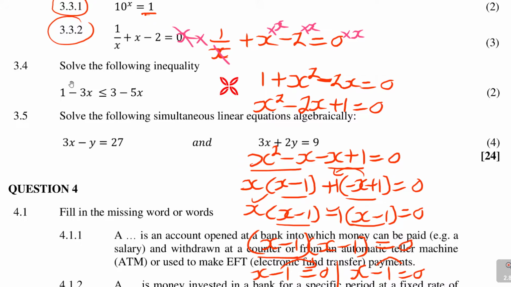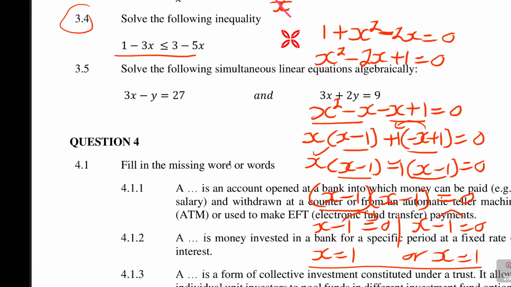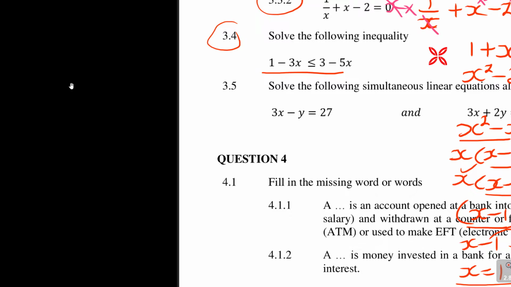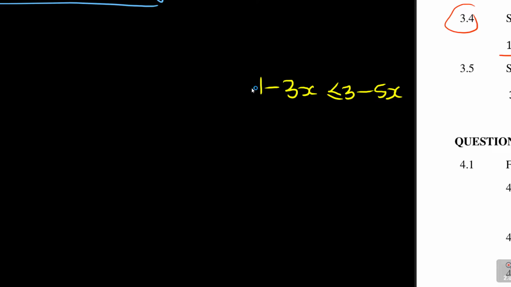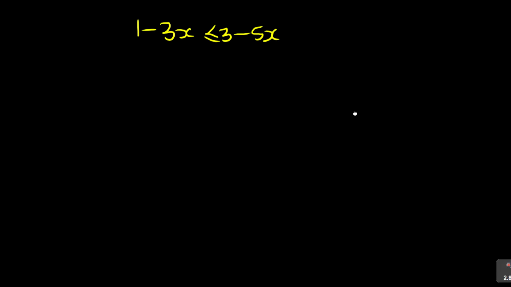Let's look at the other one, 3.4. This question says solve the following inequality. They gave me this, and let me write it somewhere. I have here 1 minus 3x is less than or equal to 3 minus 5x. I'm supposed to solve this inequality, and if I'm solving this inequality, look at this. It says 1 minus 3x is less than or equal to that.